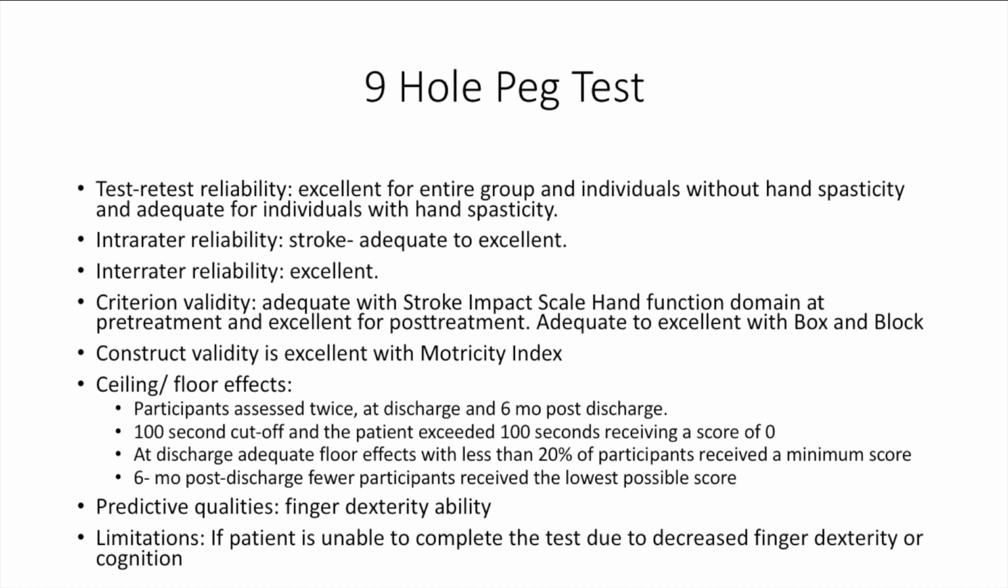For the ceiling and floor effects, participants are assessed twice, the first at discharge and the second at 6 months post-discharge. There is a 100-second cutoff for this test, and if the patient exceeds 100 seconds, they receive a score of 0. At discharge, the adequate floor effect is less than 20% of the participants receiving a minimum score, and at 6 months post-discharge, fewer participants receive the lowest score possible. The predictive quality for the 9-hole peg test is finger dexterity ability, and the limitation is if the patient is unable to complete the test due to decreased finger dexterity or cognition.